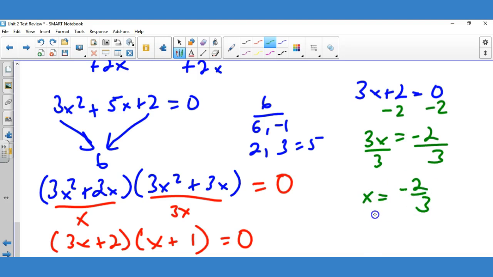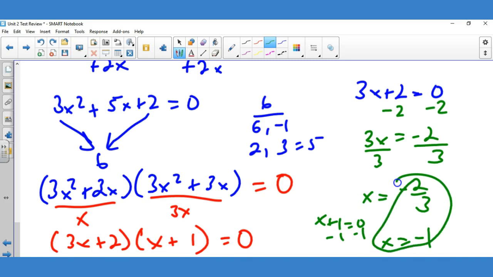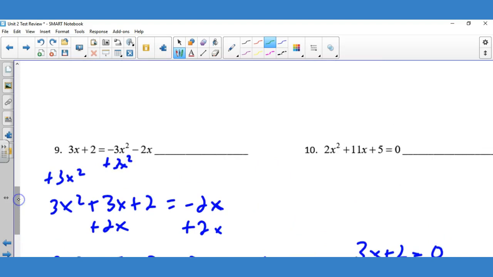There's our first answer. And the other one, x plus 1, so that equals 0 and subtract 1, you get x equals negative 1. So those are my two answers right there. Negative 2/3 and negative 1. Alright, those are our two answers.